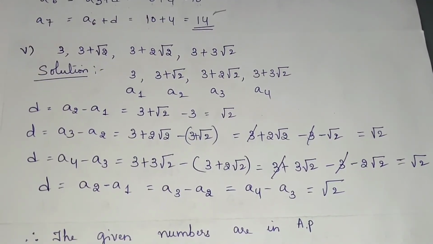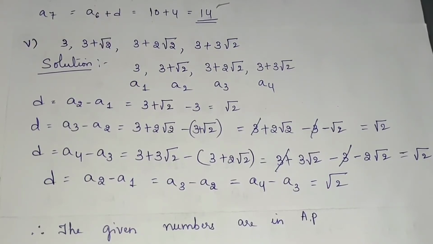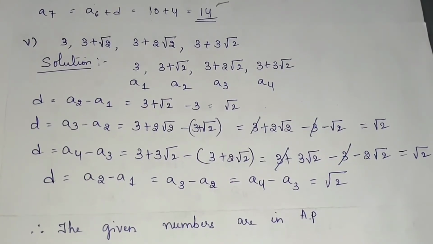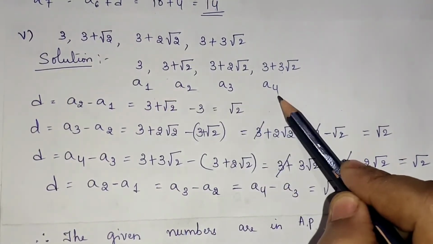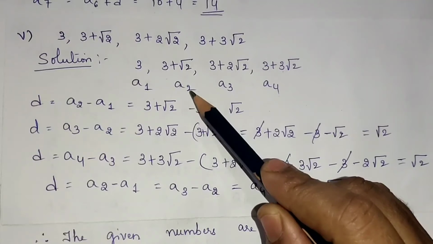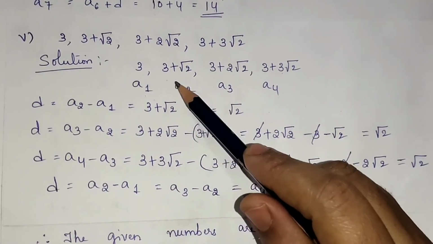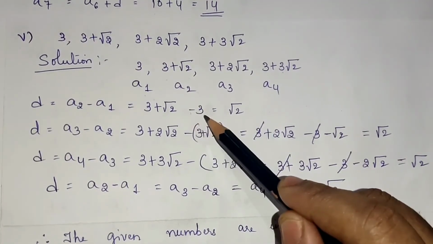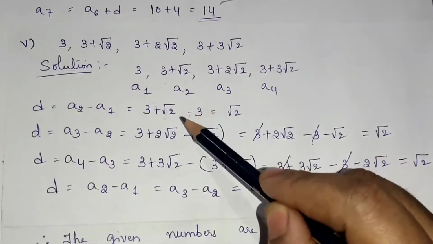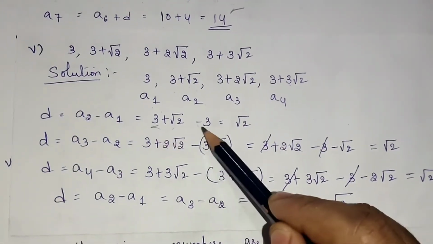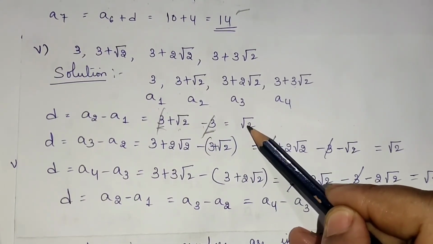The fifth question: 3 plus root 2, 3 plus 2 root 2, 3 plus 3 root 2. Write the given pattern, name it as A1, A2, A3 and A4. Find the common difference by taking the second term minus the first term, that is 3 plus root 2 minus 3. This is the second term minus the first term. Here plus 3 minus 3 will get cancelled. You are left with root 2.